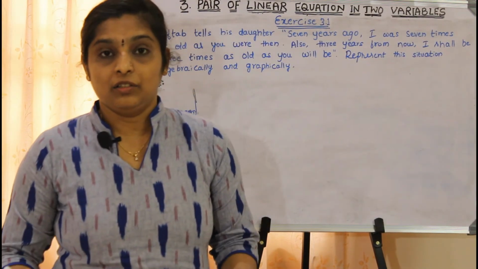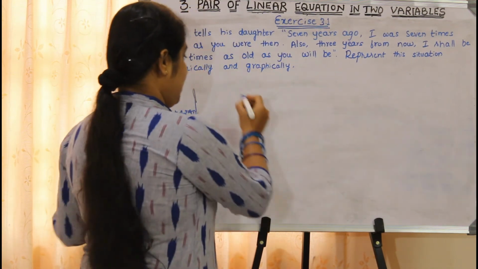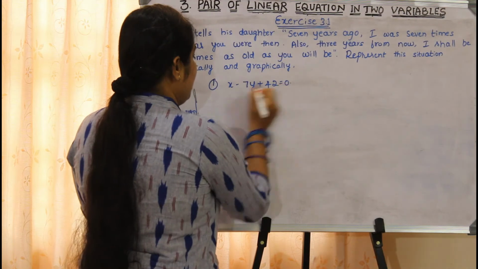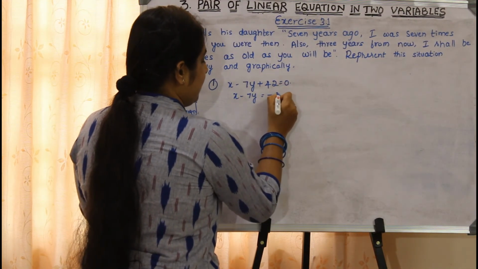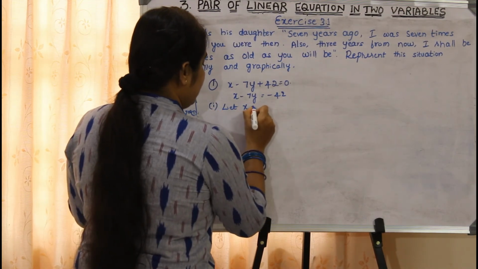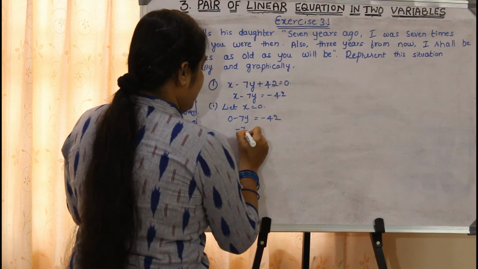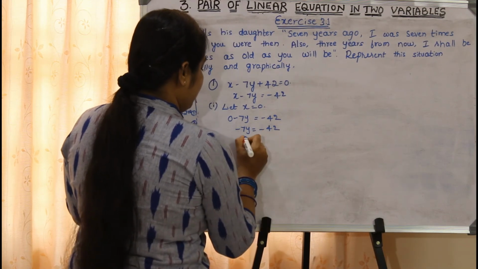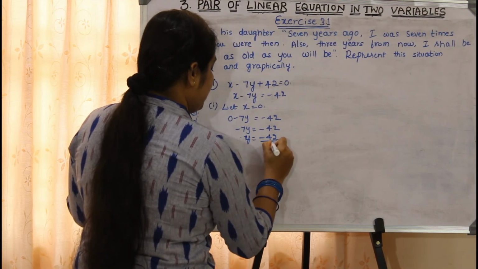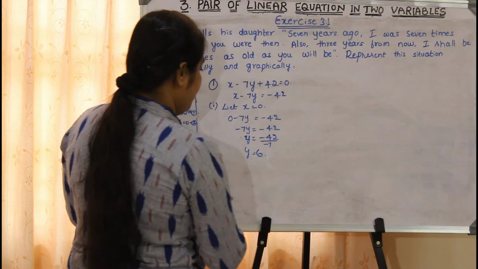So now let us solve the equations graphically. Let us take the first equation. x minus 7y plus 42 is equal to 0, and I write it like this, x minus 7y is equal to minus 42. Let me take the first value, let x is equal to 0. So this becomes 0 minus 7y is equal to minus 42, or y is equal to minus 42 by minus 7. 7 5s are 35, 7 6s are 42. So y is equal to 6. So this is the first value.